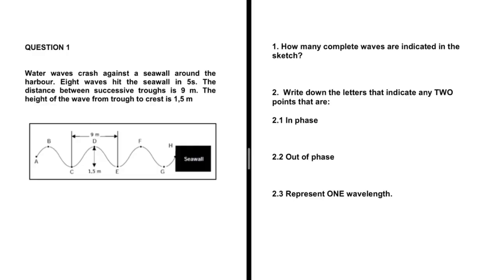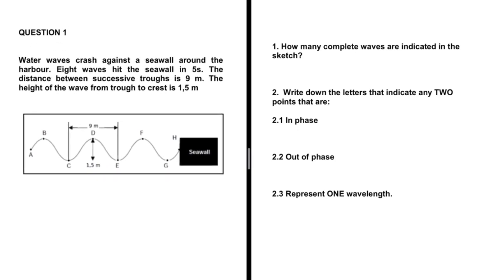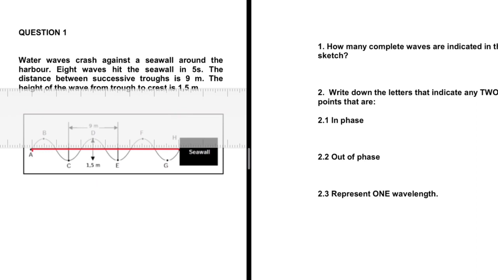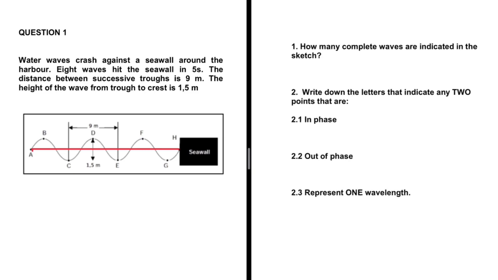Let's solve some past exam questions. The first question: how many complete waves are indicated in the sketch? So let's go ahead and find out. We have our sketch right here. There we go. We have our line of equilibrium. Now let's start counting and see how many complete waves are indicated in the sketch.